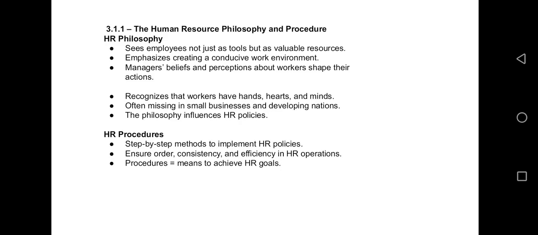HR procedures. 1. Step-by-step methods to implement HR policies. 2. Ensure order, consistency, and efficiency in HR operations. 3. Procedures also help to achieve HR goals.